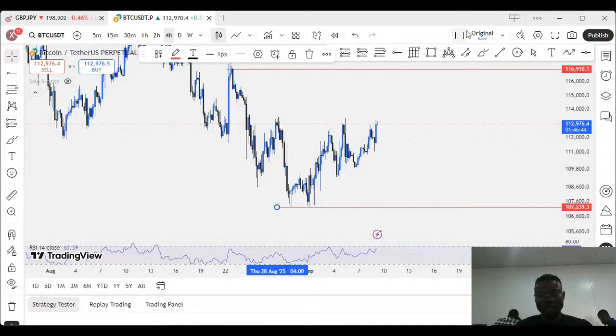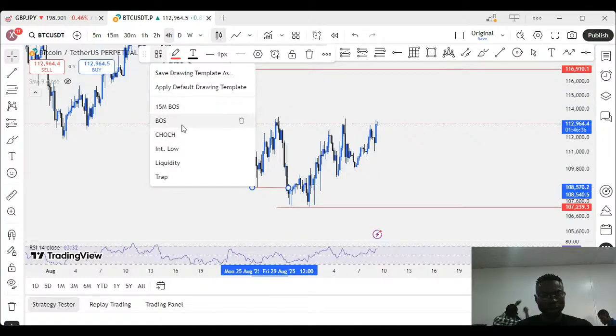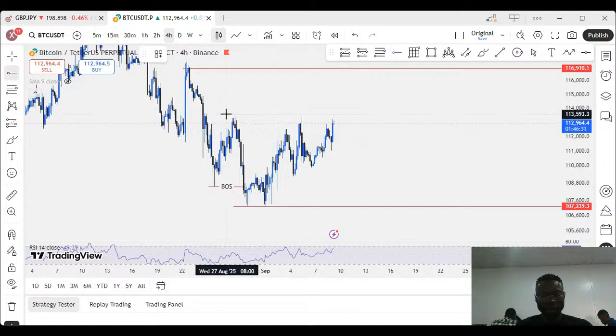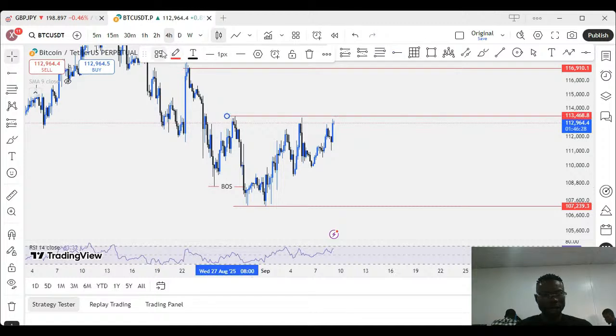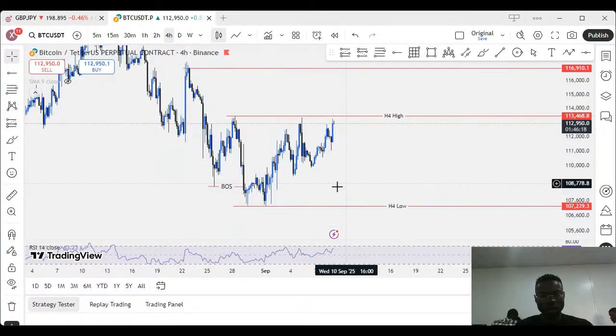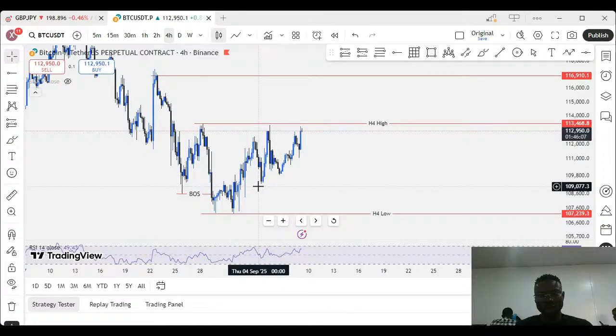Because if you look at this place here, this broke the structure down. This is a fairly clear break of structure. So this is the last high we have in the market. On 4 hour, this is the 4 hour high, and this is the 4 hour low. The market rule is that if the market fails to break the last high, definitely the last low is not safe, because every movement in the market must break a structure. That's one thing I know.